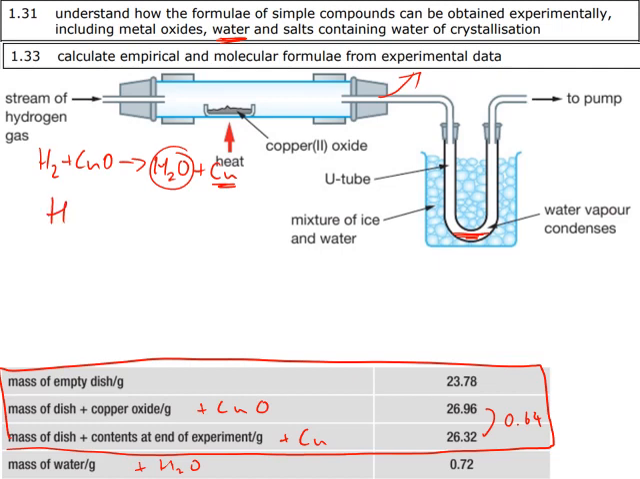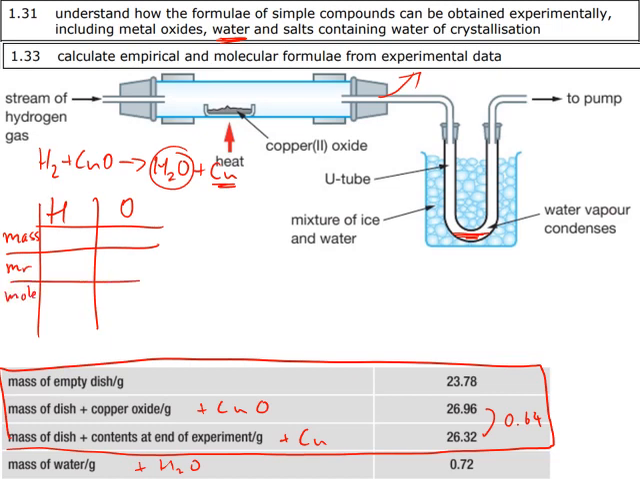Now, to find out the empirical formula of water, it's exactly the same as what we've been doing before. We need to first write the atoms or the elements in. So we have hydrogen and we have oxygen, and we again need to find out the mass, and then the MR, and then the moles, and then the ratio. And then we can find out the empirical formula.